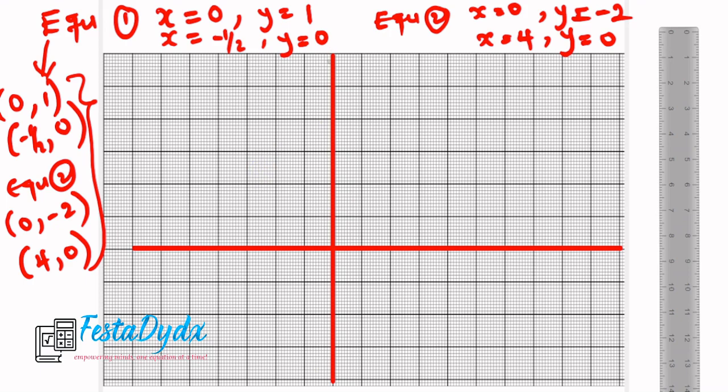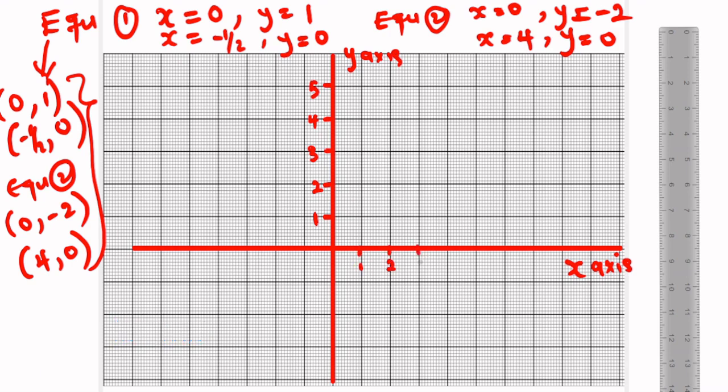So remember, this is our y-axis and this is our x-axis. So the next thing to do here is to number the graph. 1, 2, 3, 4, 5. 1, 2, 3, 4, 5, 6. Let me stop here.